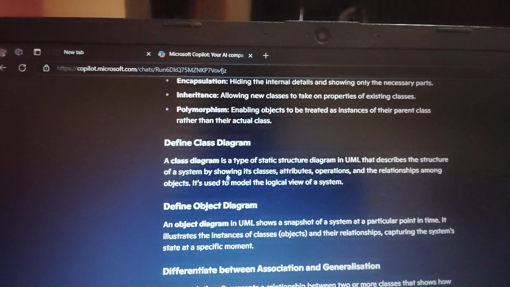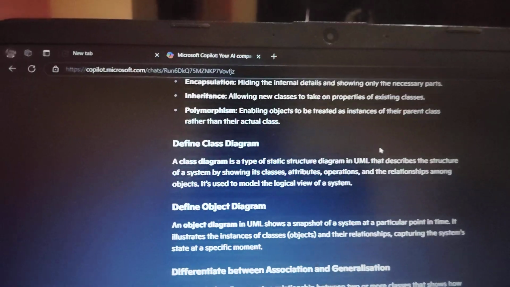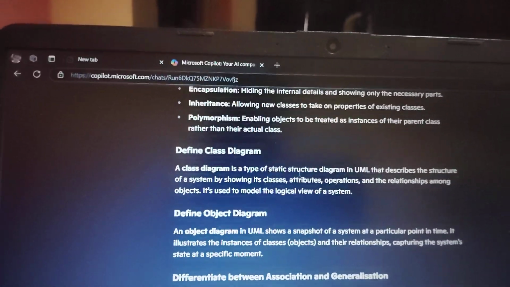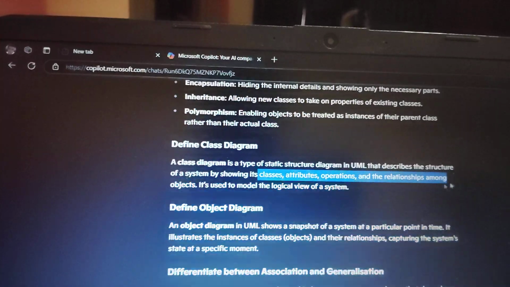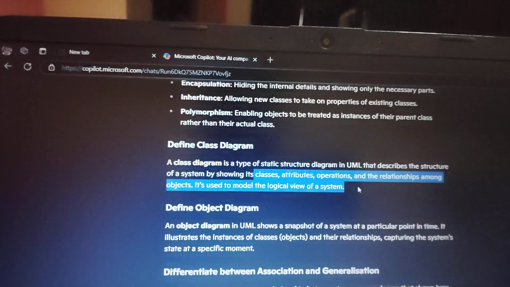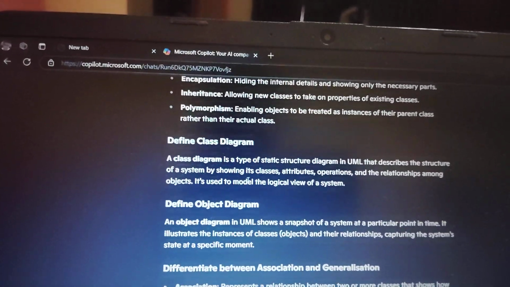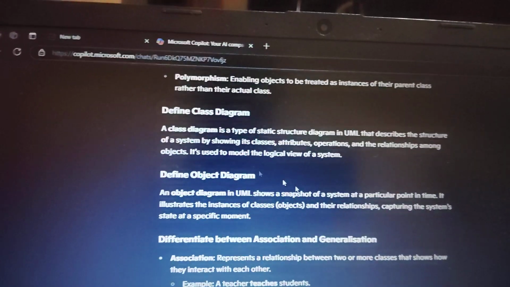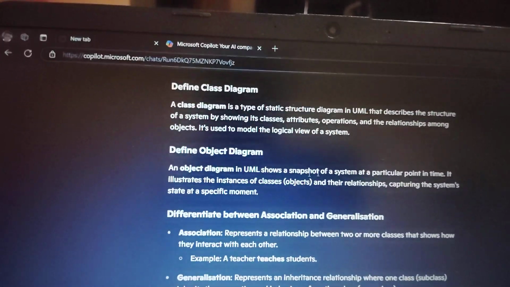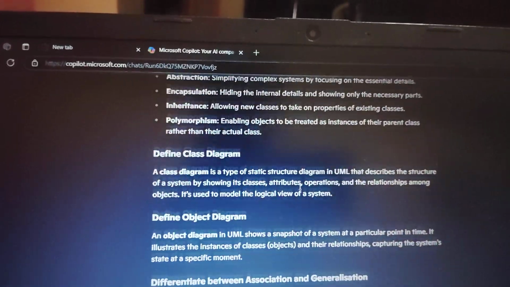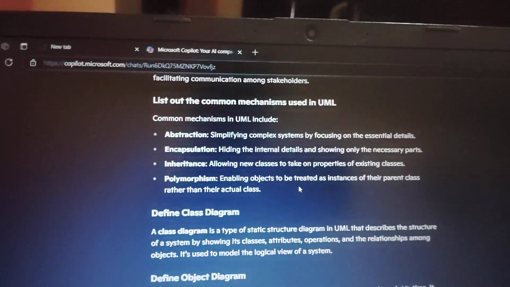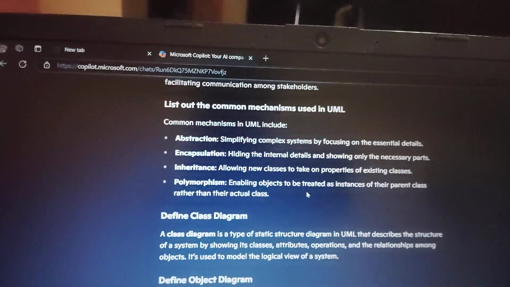Now, class diagram, I already know, no need of reading again, but have a look. It's a static structure diagram that describes the structure of a system, showing classes, attributes, and relationships among the objects. You can write this also. It's used to model the logical view of a system. Object diagram: it is a snapshot of the system at a particular point in time, an instance of a class. I can write this and you can score good marks.